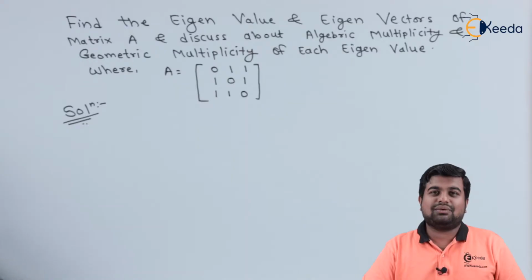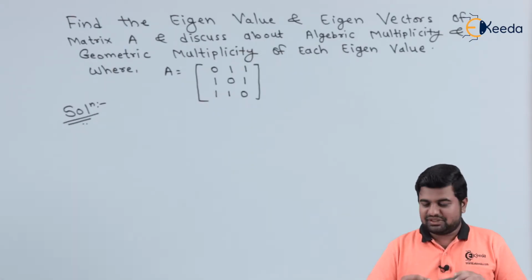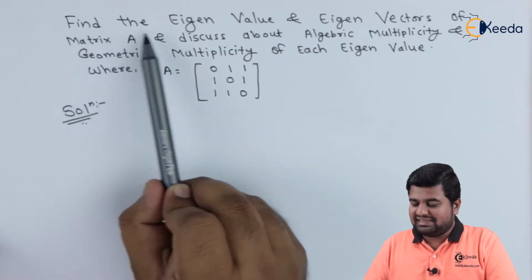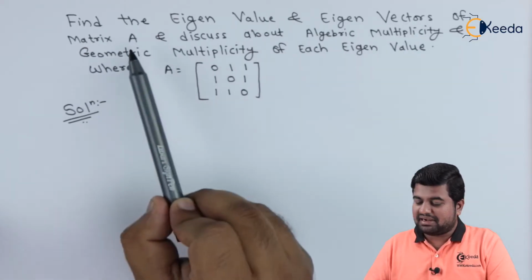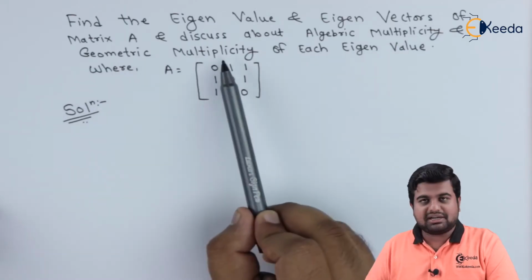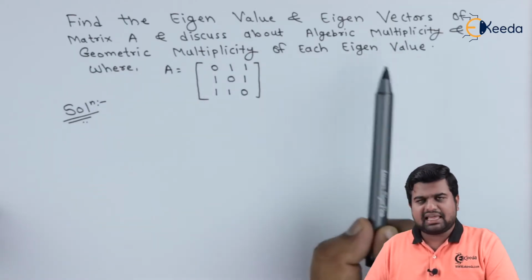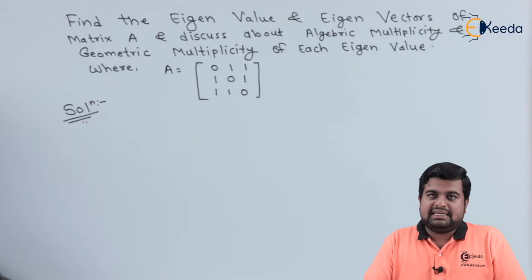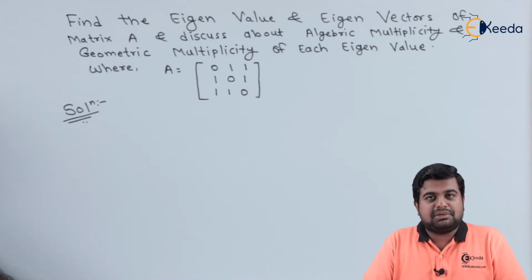So let us understand what the geometric multiplicity and algebraic multiplicity of an eigenvalue are. Let us solve this problem and understand how it is calculated. Let us focus upon this problem: find the eigenvalues and eigenvectors of matrix A and discuss the algebraic multiplicity and geometric multiplicity of each and every eigenvalue. And we know geometric multiplicity and algebraic multiplicity are defined for each and every eigenvalue. We know how to find the eigenvalue, so let us start with it.